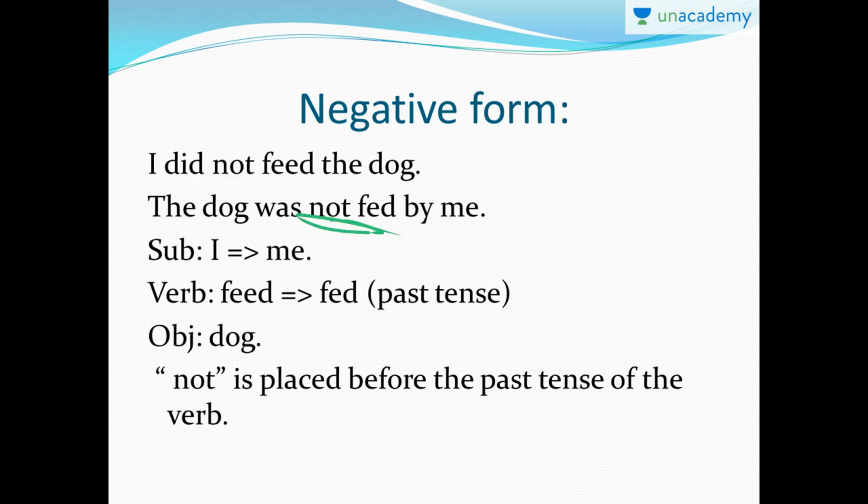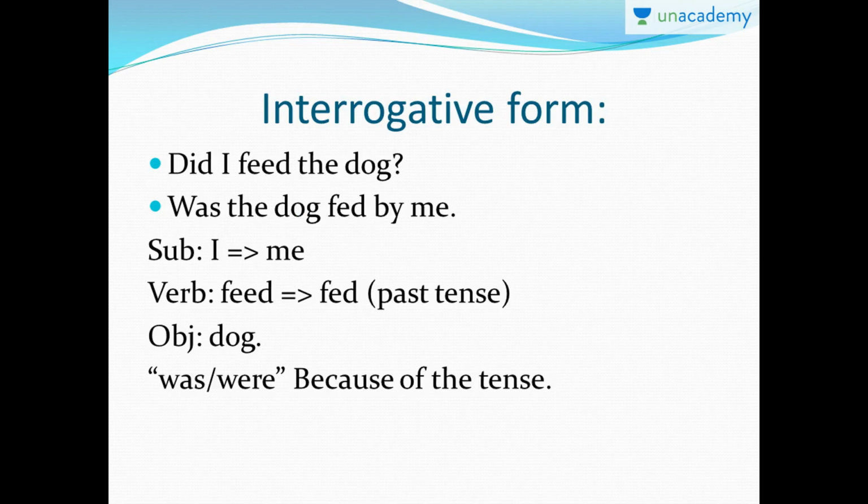Okay, moving ahead. This one is the interrogative form, that is the question format. Did I feed the dog? Here I'm using was because the dog is singular. So, was the dog fed by me? I changes to me. Please retain the question mark. Did I feed the dogs? Were the dogs fed by me?